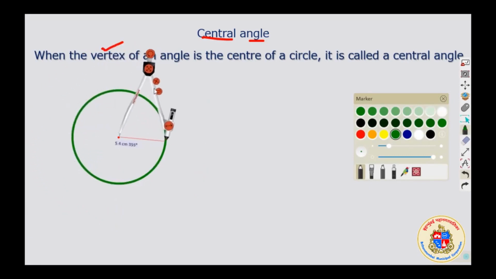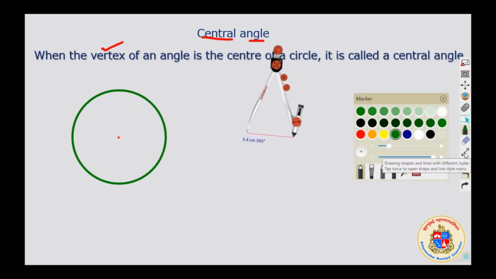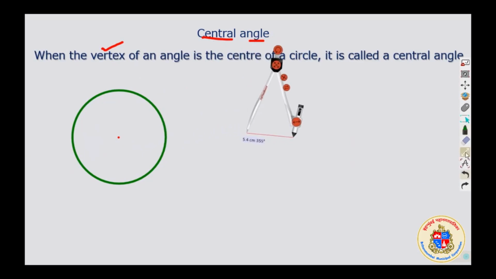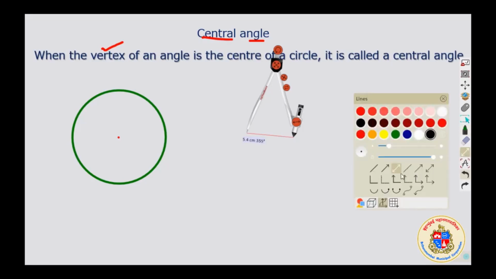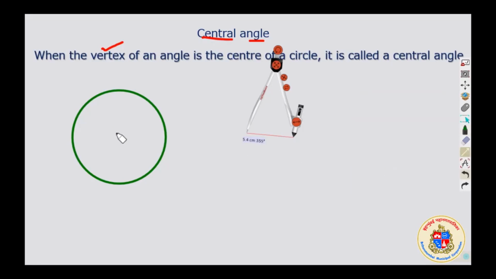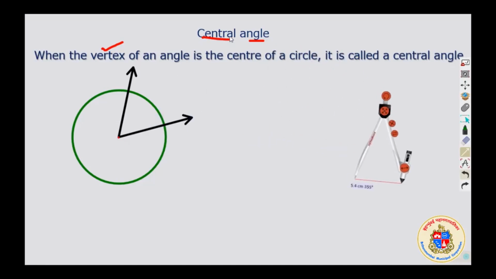A circle is drawn. Now you need an angle. The angle can be drawn. I am drawing an angle this way. Here is an angle which I am drawing with the vertex at the center of the circle. Vertex of the angle is the center of the circle. Then we call it as central angle. तो मैंने central angle बना दिया.